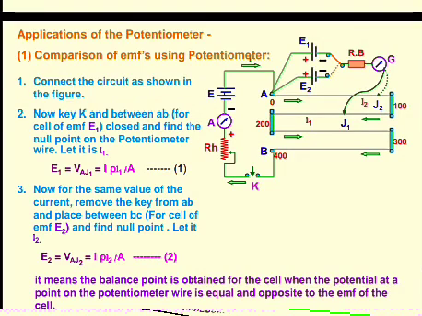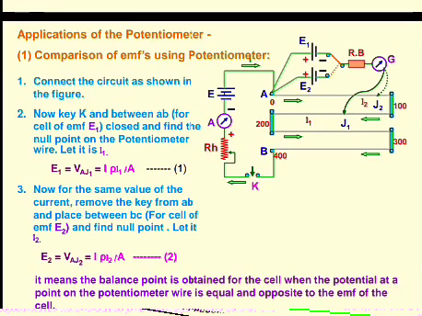Now for the same value of the current, remove the key from AB of the two-way key and place it in between BC of the two-way key and find the null point for the other cell. Let it be L2 from point A of the potentiometer. Then according to the principle of the potentiometer, E2 is equal to I rho L2 upon A. That's equation 2.